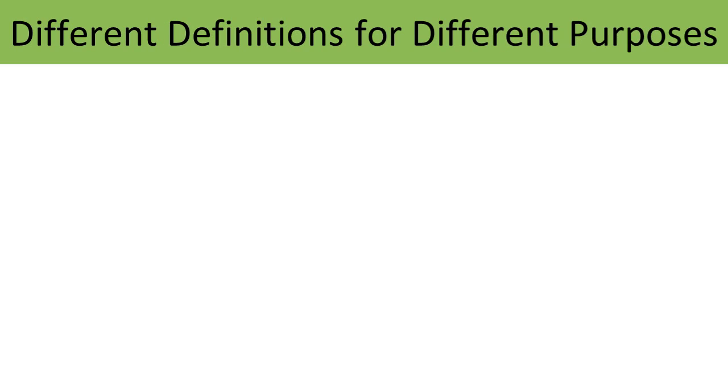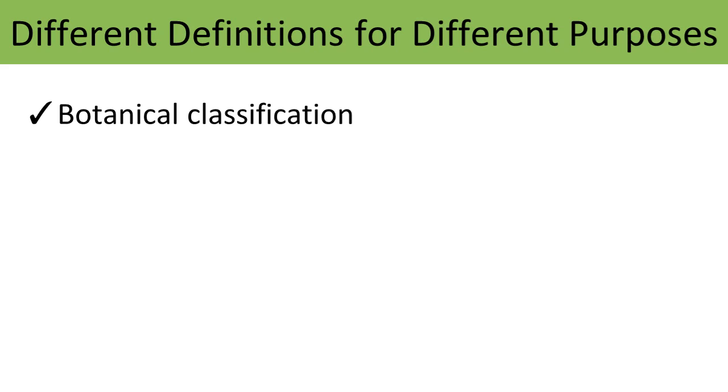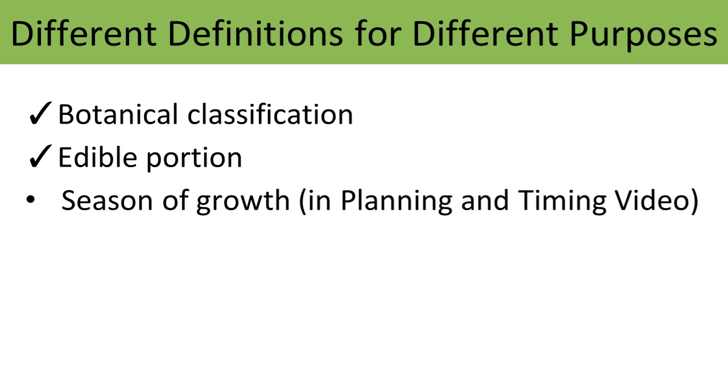We have many different definitions and classifications for vegetables depending on how we're using our vegetable crops. And we've talked a little bit about the botanical classification and some about the edible portion, looking at whether or not we're eating the roots or the stems or the leaves. We'll talk more about the season of growth and the life cycle. So, how do you classify vegetables by life cycle?